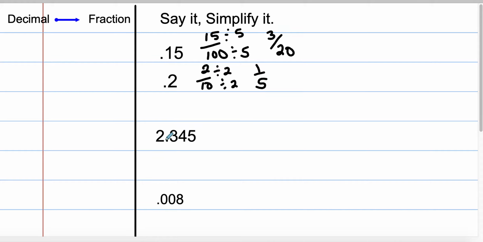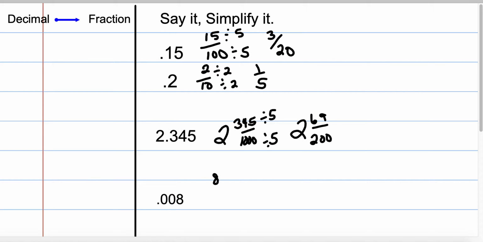It has a whole number on the front, so we just say 2 and 345 thousandths. So what can go into something that ends in a 5 and a 0 is 5. Yes, you may use a calculator, and you would get 2 and 69/200ths. The last one, 0.008. Well, that's 8 1,000ths.